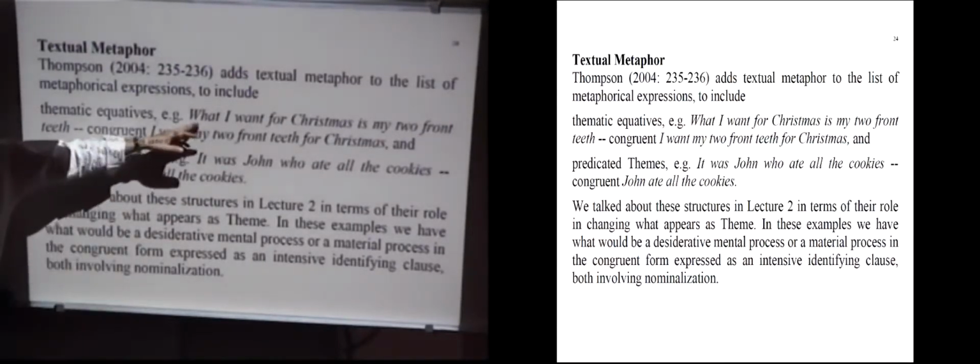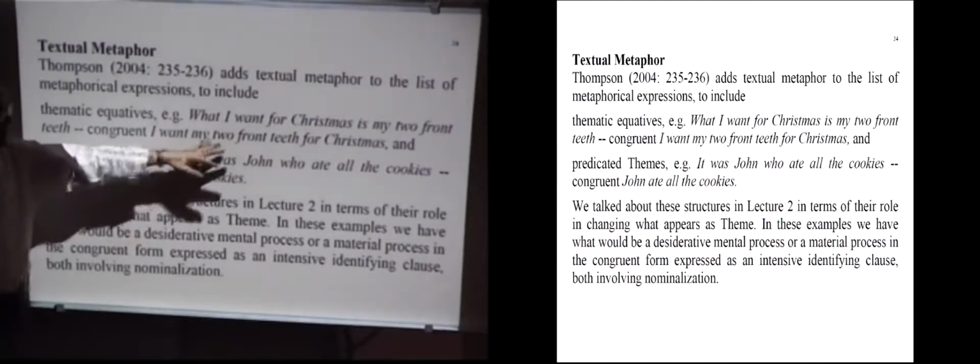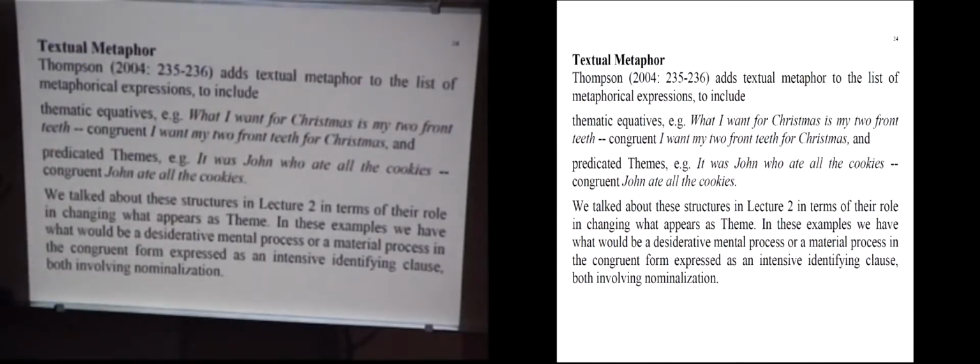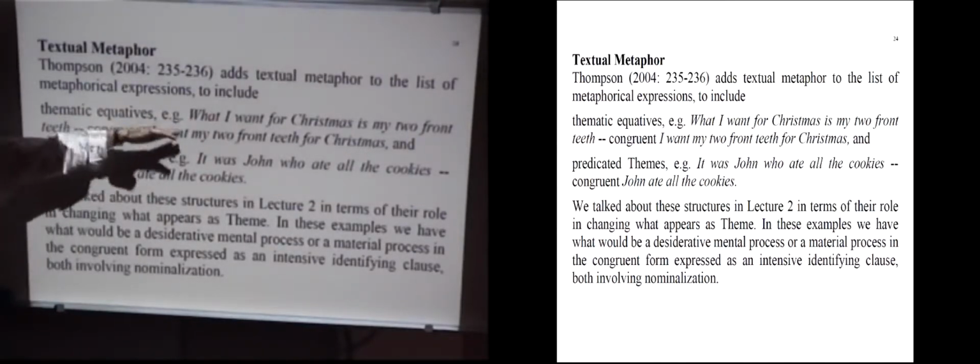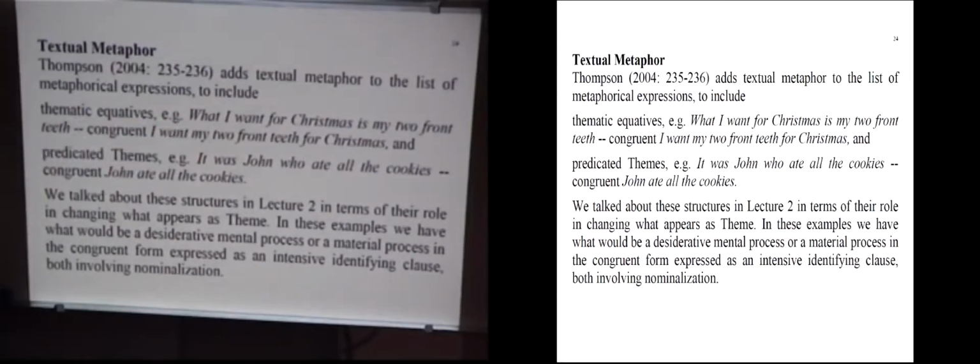And the same thing here, you're putting the two front teeth at the end of the clause, which is the unmarked position for new information. So this is why he says it's a textual metaphor, because you're doing this for textual purposes. We talk about these as changing what appears as theme, and that's why he's considering these metaphor, because it's playing with the texture of the text.